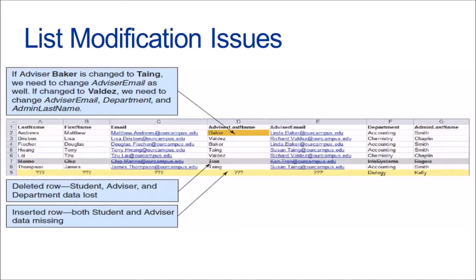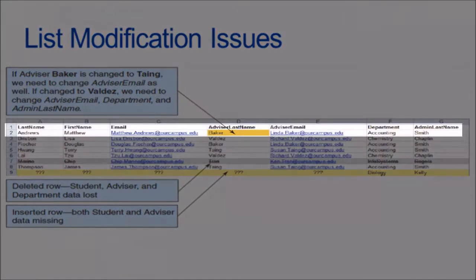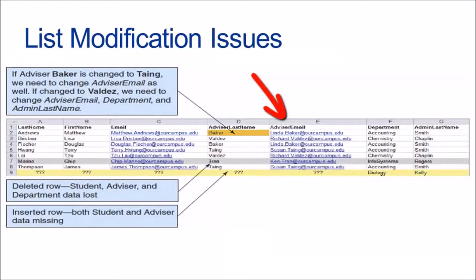In the first case, imagine that we want to change a student's advisor. And for this example, we're going to change advisor Baker to advisor Tiang. When we do this, not only are we going to have to update the last name of the advisor in the list, but to maintain the overall quality of the data, a concept that we call data integrity, we are going to have to also update the advisor's email address. Note in this case that we do not need to update the department or the administrator's last name because those are the same for advisors Tiang and Baker.